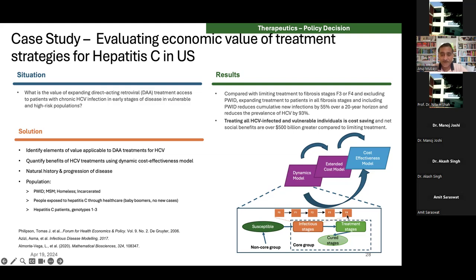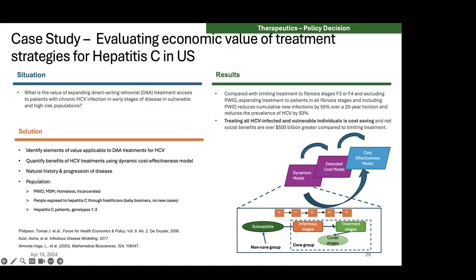The question that we were trying to address, what if we start giving it to F1, F2, F3 treatment also? And what benefit will you get in giving it to the previous stages of hepatitis? It will cost a lot of money, right? So the question was how we can reduce the cost, and is it cost effective or not?